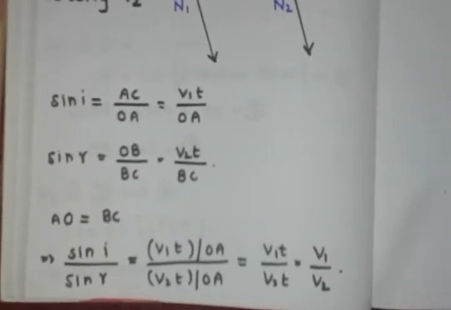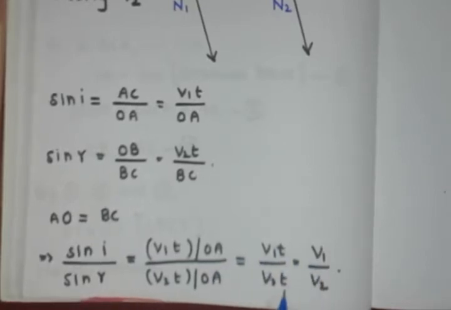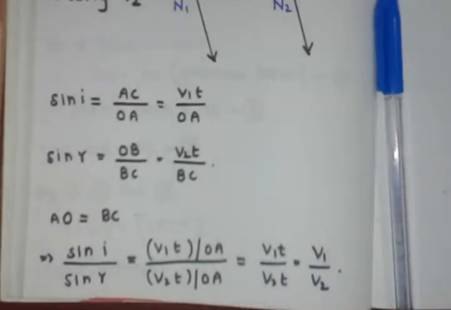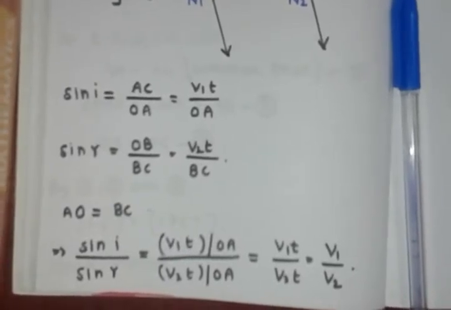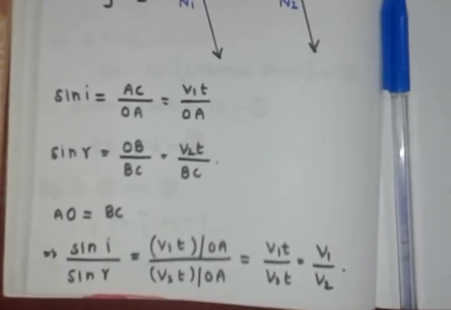Because AO is equal to BC, dividing both the equations we get v1t upon OA by v2t upon OA, of which OA and OA get cancelled out, and we get v1t over v2t, of which t and t get cancelled out, and we get v1 by v2. We must prove that sin i by sin r is equal to a constant, and since v1 over v2 is a constant, Snell's law is proved. CBSE doesn't ask you for more. If you end here, that's enough. Don't worry about n2 by n1 and those things. Okay, so proving sin i by sin r is equal to v1 by v2 is quite enough.